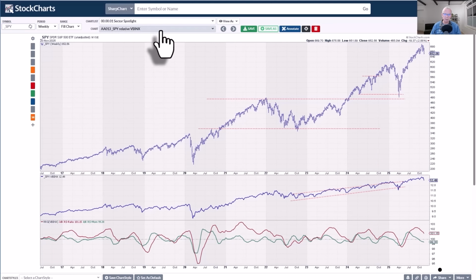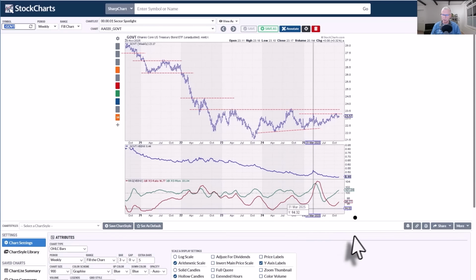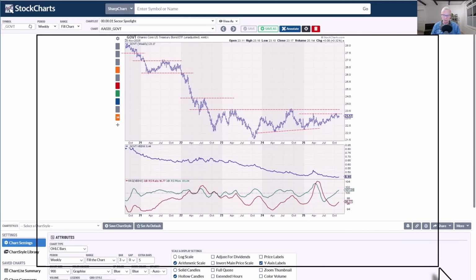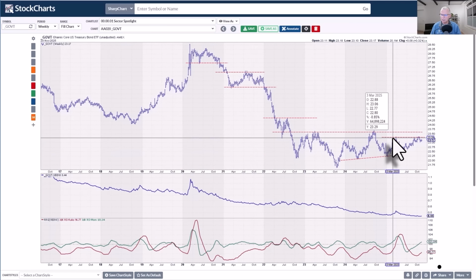The second chart I want to talk about is GOVT. That's government bonds. And let me blow that up a little bit. And you can see that we're still trading under that overhead resistance, which is around 23.32.